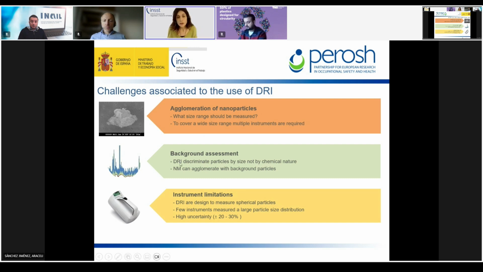Then there is also a need to address the background. This instrument discriminates by size, not by the chemical nature of the substance. So it measures all particles that are in the air in the size range that the instrument measures. I mean, it's going to measure your engineered nanomaterial, but also any other nanomaterial coming from a different source. So it's very important to address the background.